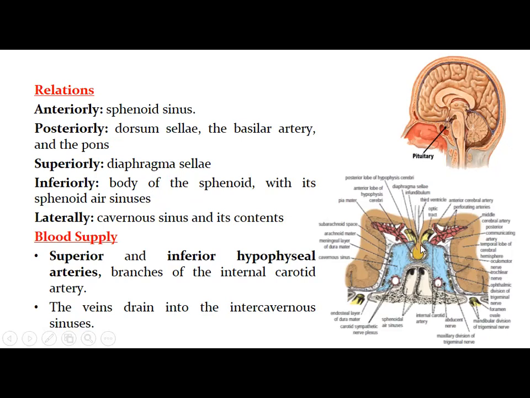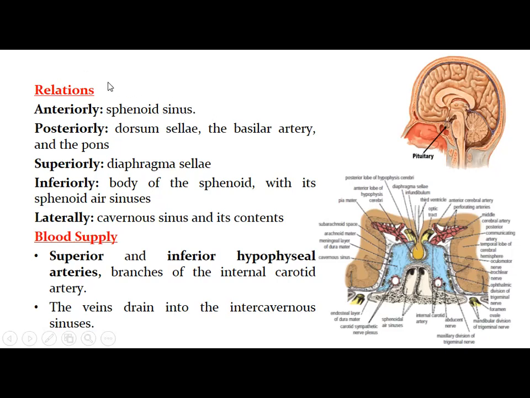Here you can see the same thing seen from the front. This is the side view, and if you want to see from the front, this is how it looks. Here is the pituitary gland. Now we want to see the relations. What exactly are the relations?